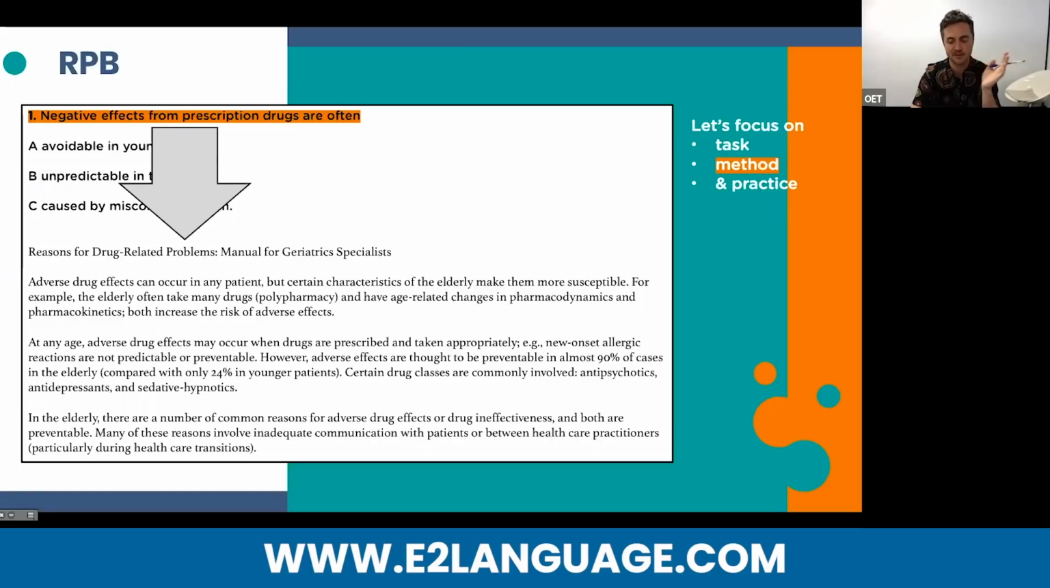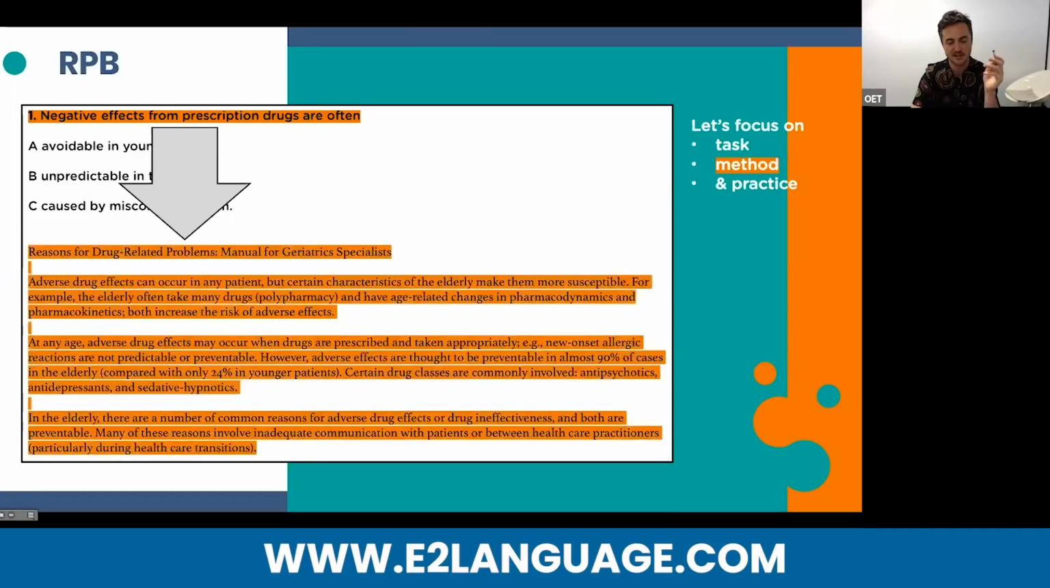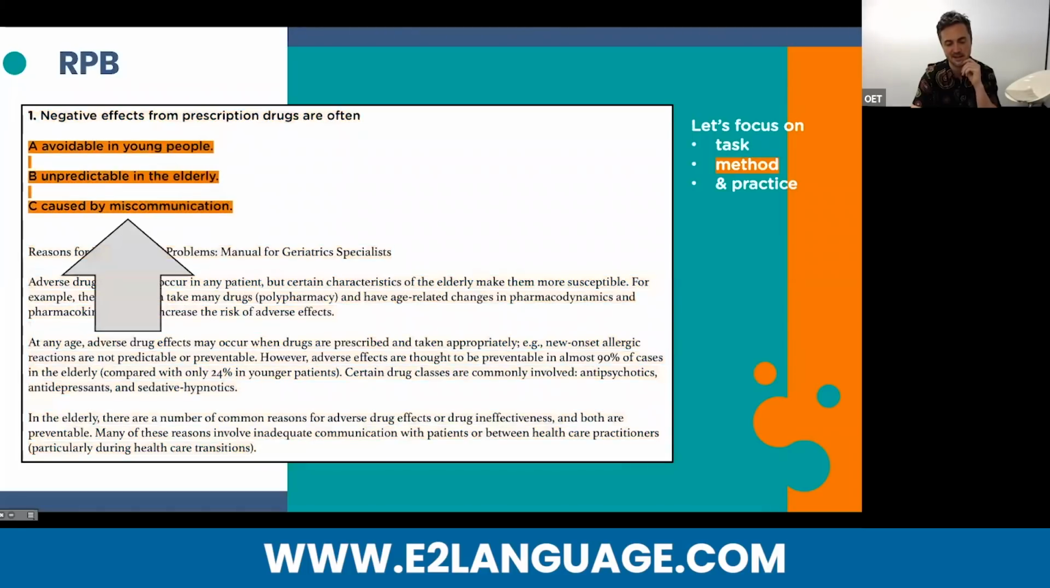Okay, and you do have time now to do this. You have enough time to read this carefully and understand it. So you move from the question prompt to the text itself. And you keep the question prompt in mind because you're going to be trying to find out something about negative effects from prescription drugs. But really what you're doing here is trying to understand that paragraph of text. Read it carefully, understand it, and then you'll be going to the answer options.